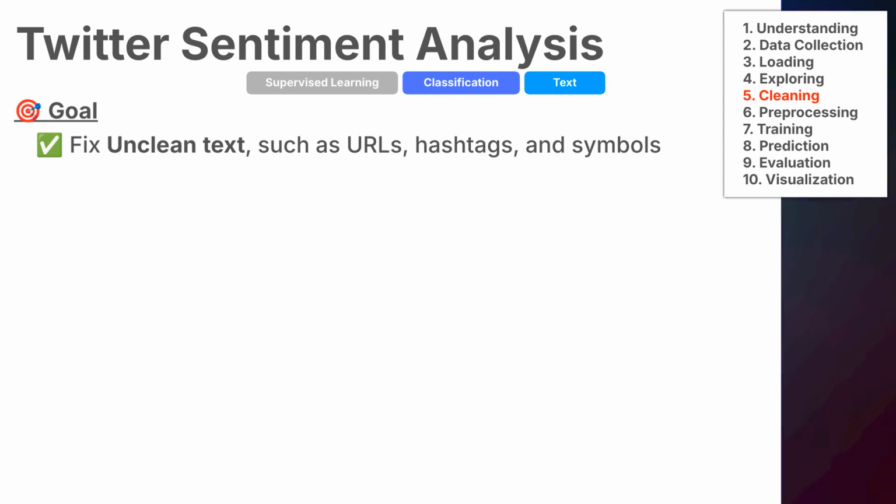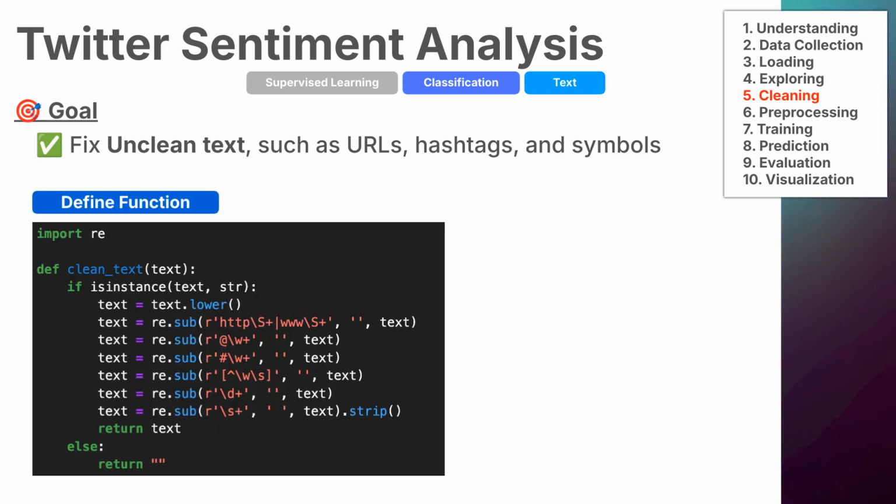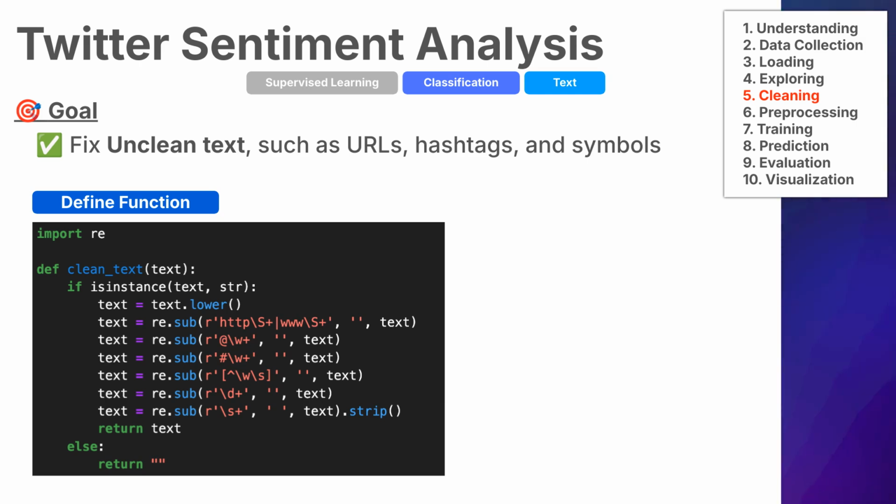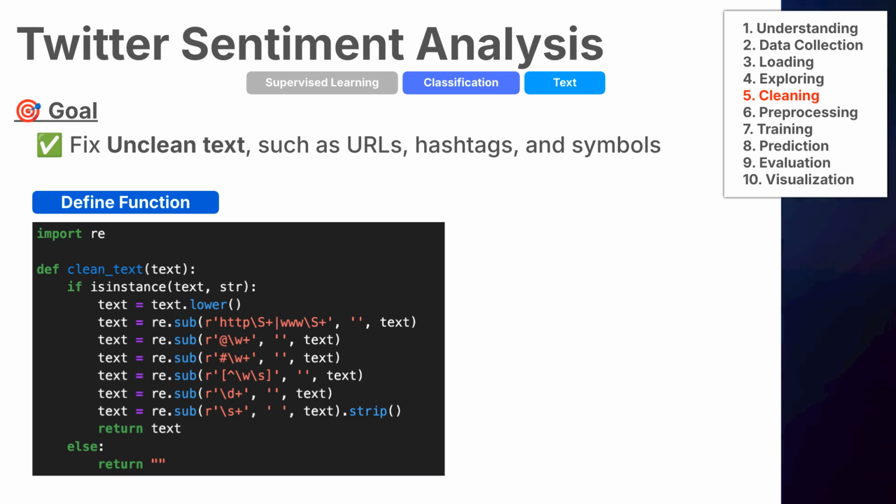Another essential part of the cleaning step is cleaning the text, especially for NLP tasks like sentiment analysis. The goal is to fix unclean text such as URLs, hashtags, and symbols. Let's create a function called cleanText to normalize and clean the raw tweet content. The function first checks whether the input text is a valid string using the isinstance method. If not, it returns an empty string to avoid errors when processing non-text data.